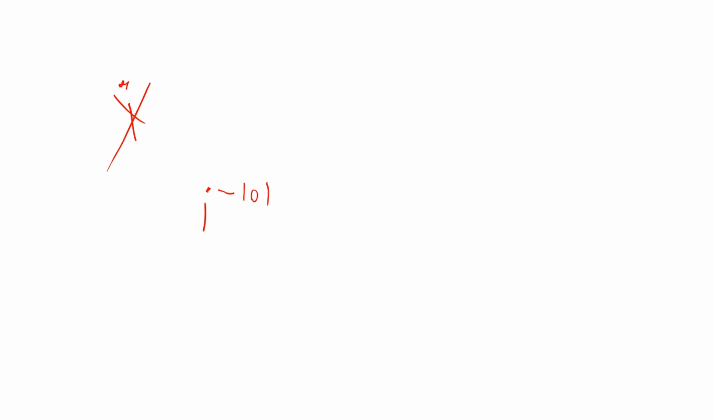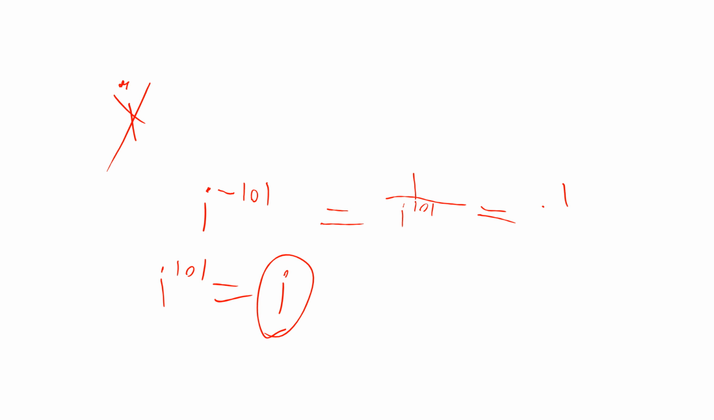Now we know that this can easily be written as 1 over i to the 101. And we know i to the 101 power is just i, but if we didn't, what we do is, well, first, i to the 101. Again, a quicker way of doing this, we realize i to the 100 is a multiple of 4. That's just 1. 1 times i is i. So we have 1 over i.